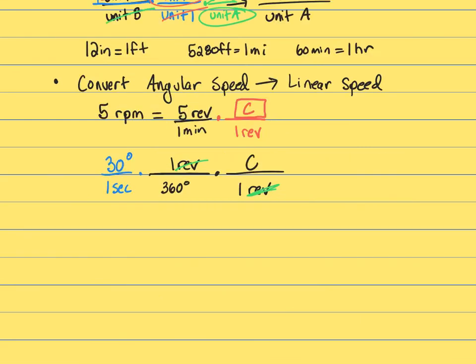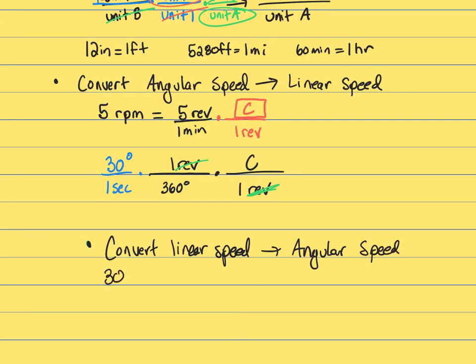Now let's say you wanted to go the other way. Let's say you wanted to convert a linear speed to an angular speed. It's not going to be much different. So let's say we had 30 inches per second. Again, I'm writing it as a fraction. If I have 30 inches per second and I want to end up with an angular speed, it's probably easiest to get to revolutions first. You're going to figure out what the circumference is in inches, and that takes 1 revolution. So that would give you an answer that is revolutions per second.